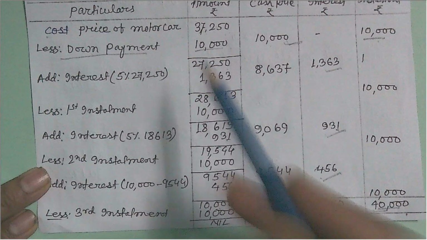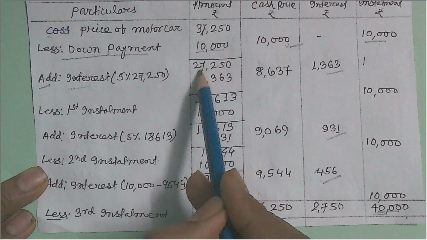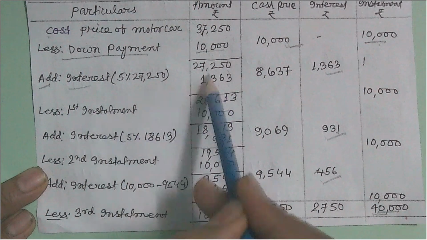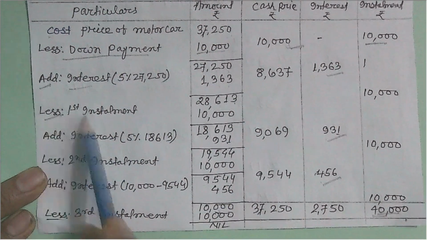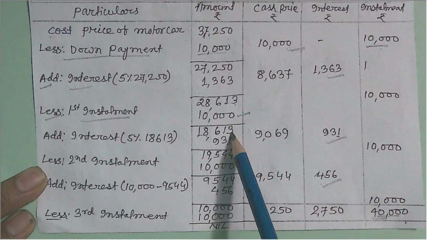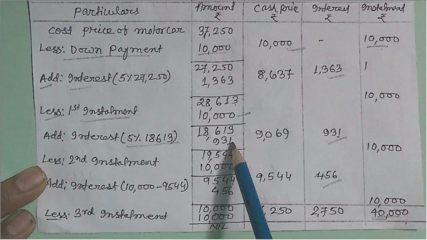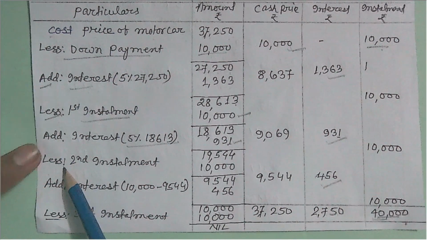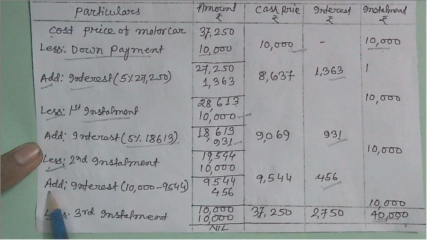this is here. So now you see here the interest: you add 5% of this balance 27,250, you calculate, so 1,363, and add with this, so it will become 28,613, and minus the first installment, 10,000. So the balance left is 18,613. Again calculate the 5% rate of interest on this 18,613. You will get 931. So you add it again, deduct the second installment. So interest added, installment less, interest added, installment less. Then add interest here.